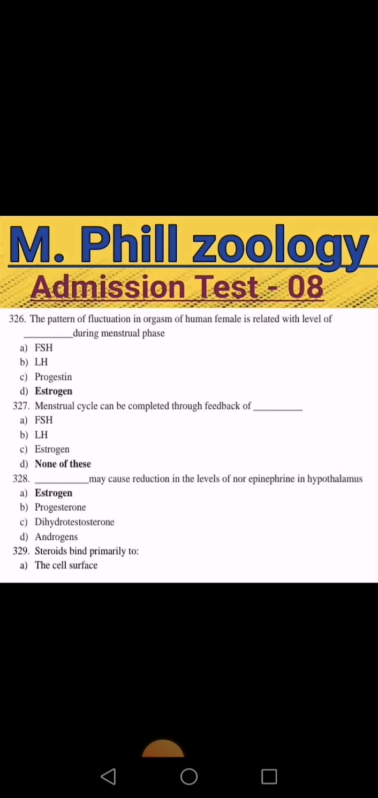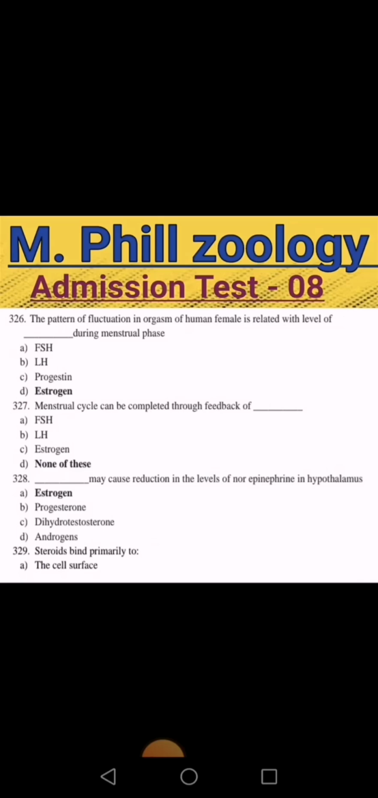The pattern of fluctuation in orgasm of human female is related with level of dash during menstrual phase. Right option is estrogen. Next, menstrual cycle can be completed through feedback of D. Right option is none of these. Next, dash may cause reduction in the levels of norepinephrine in hypothalamus.